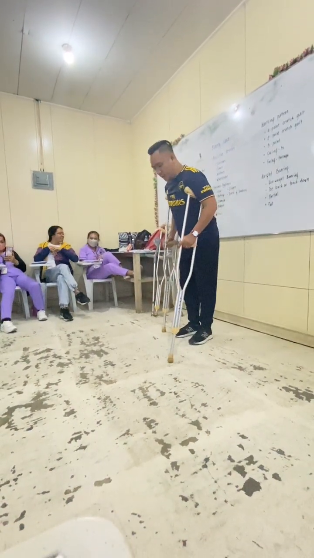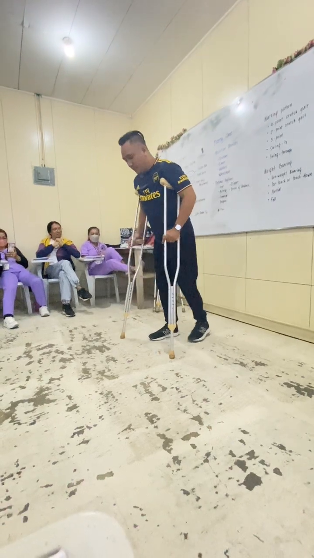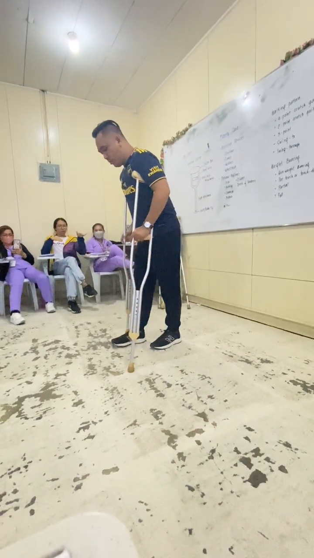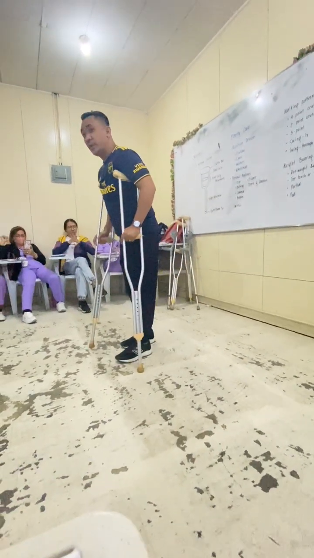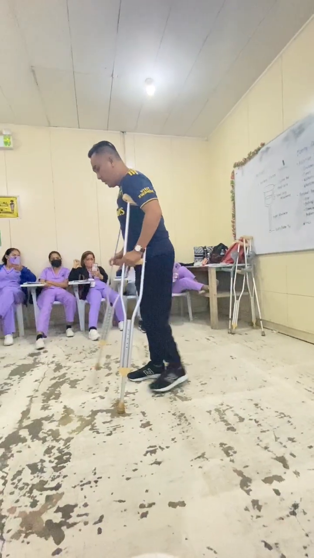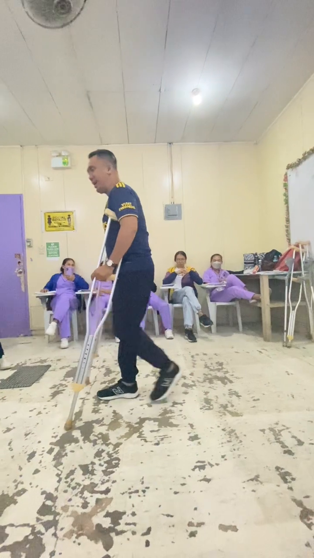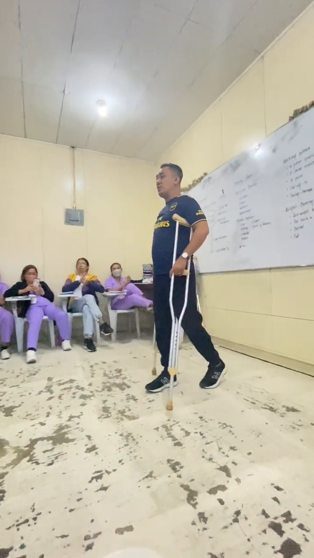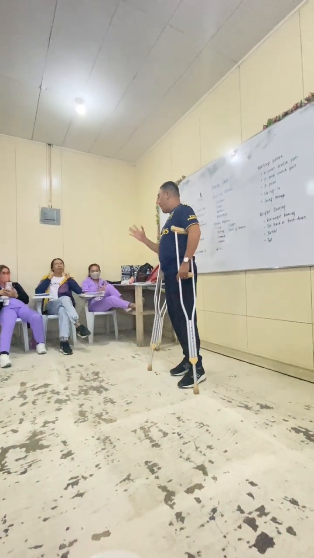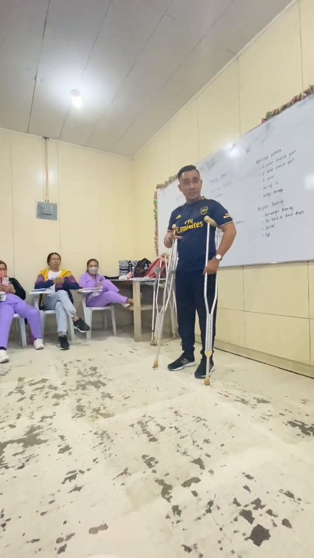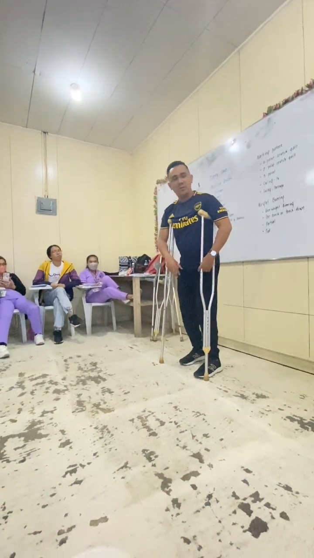Okay. So 4-point. 1, 2, 3, 4. 1, 2, 3, 4. 2-point. 1, 2, 1, 2. Gets in you? Now the advantage of using 2-point, it's much more faster than 4-point. Diba? It's much more faster than 4-point.